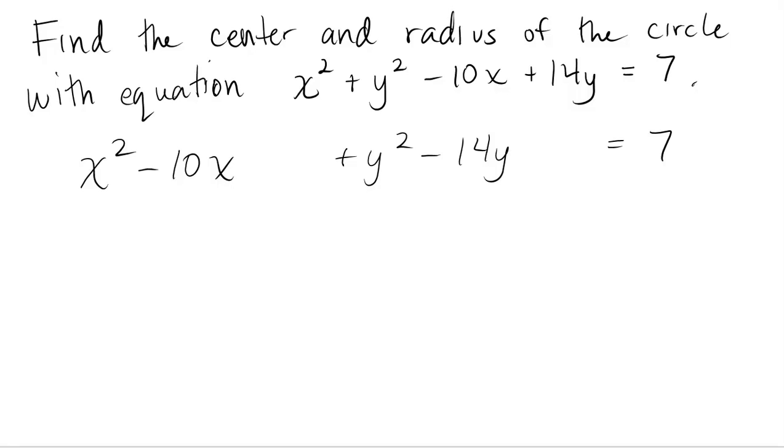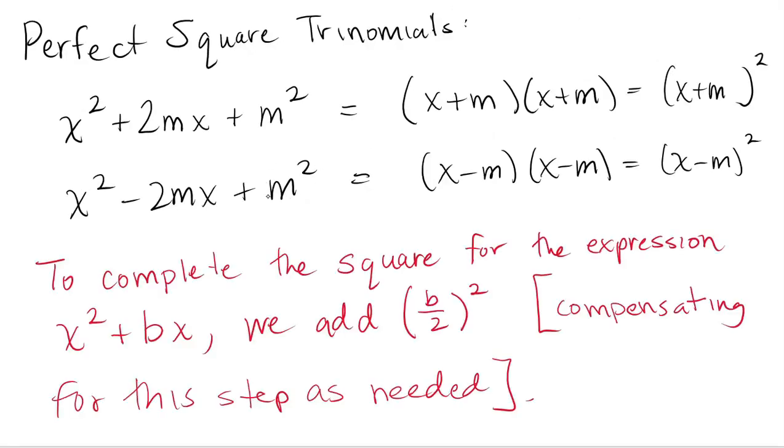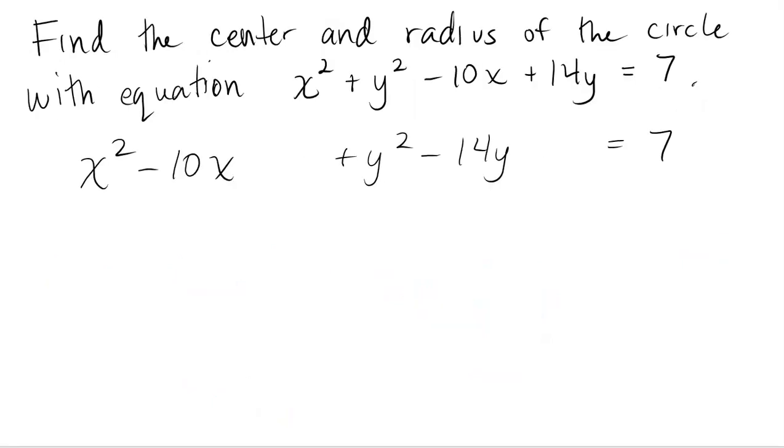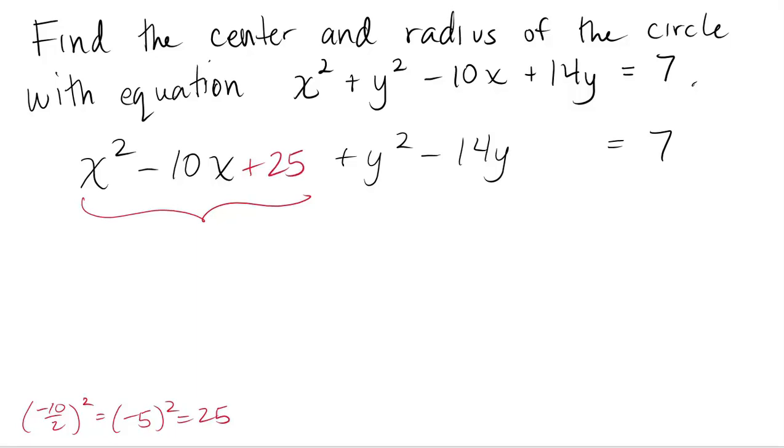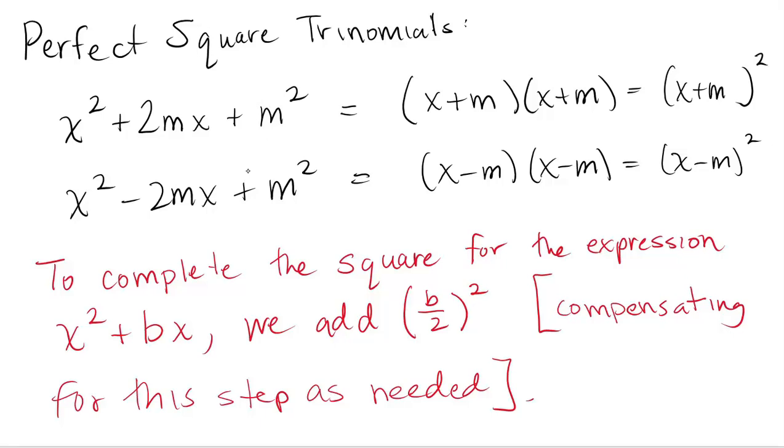The pattern that we have in a perfect square trinomial is that the constant term is the square of half of the coefficient of the linear term. So we take half of the coefficient of the linear term and square it. That guarantees that we'll have a perfect square trinomial. So with the x's, to complete the square, I take half of negative 10 and square it. So negative 10 divided by 2 squared is negative 5 squared. That's 25. So I'm going to add 25 to complete the square. The constant term is always added on the end.